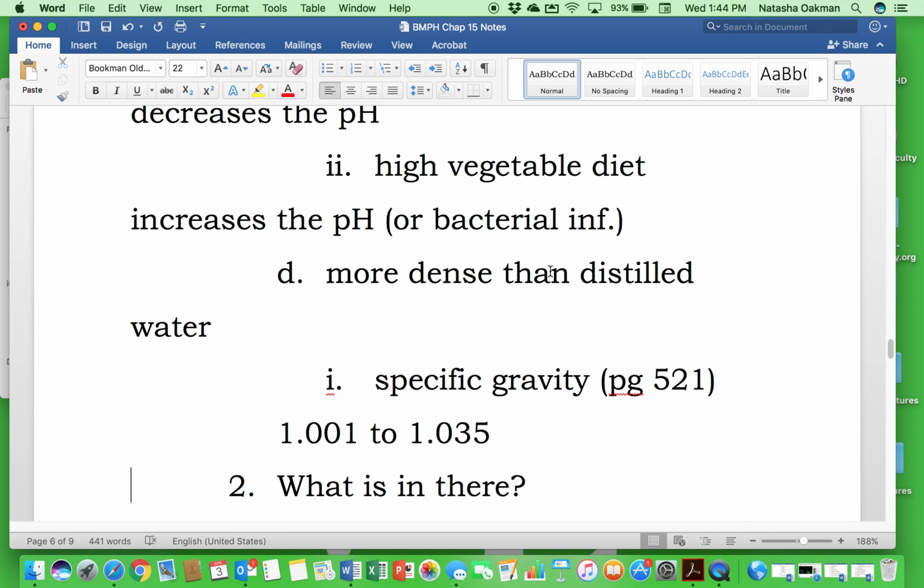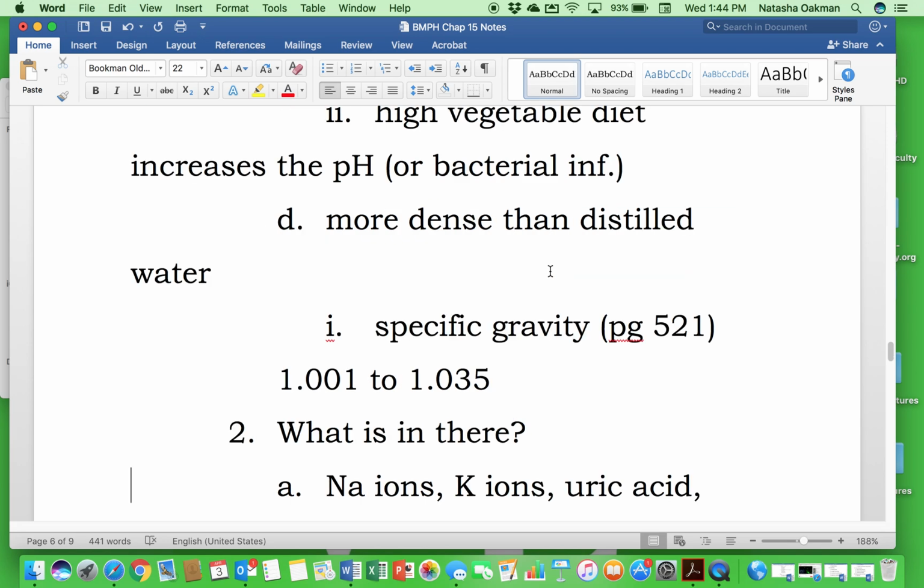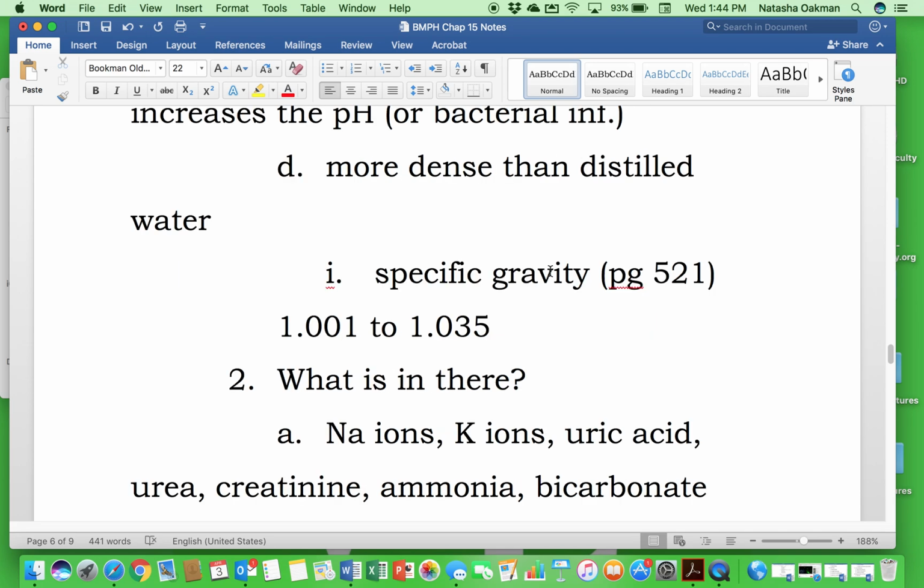Okay, so now I have a long litany here of what is in urine. What is that stuff that's making it more dense? All sorts of stuff. We've got sodium ions. Sodium, of course, has a positive 1 charge. Potassium ions also have a positive 1 charge. Uric acid, urea, creatinine. Uric acid, urea, and creatinine are byproducts of protein breakdown.